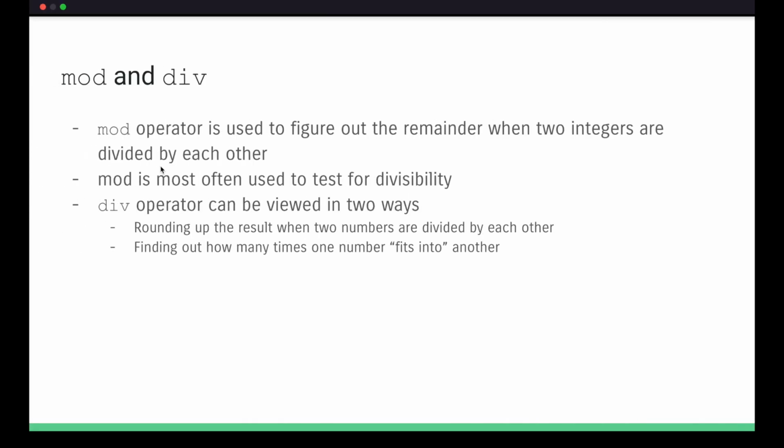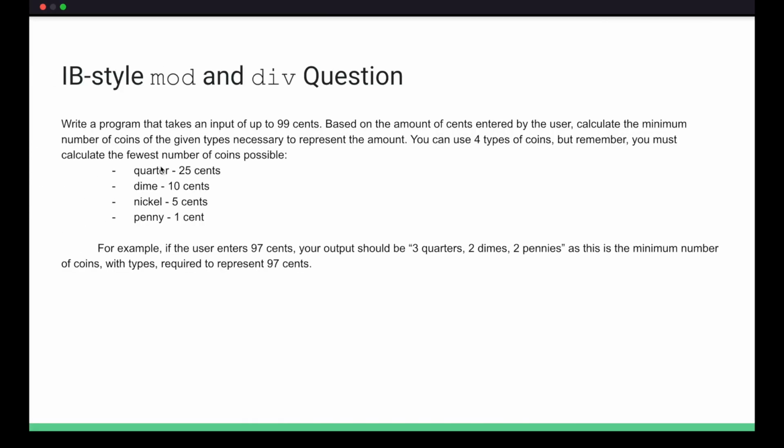Anyways, now we've covered the basics of mod and div, let's go over and solve an IB style mod and div question. So write a program that takes an input of up to 99 cents. Based on the amount of cents entered by the user, calculate the minimum number of coins of the given types necessary to represent the amount. You can use four types of coins, but remember, you must calculate the fewest number of coins possible.